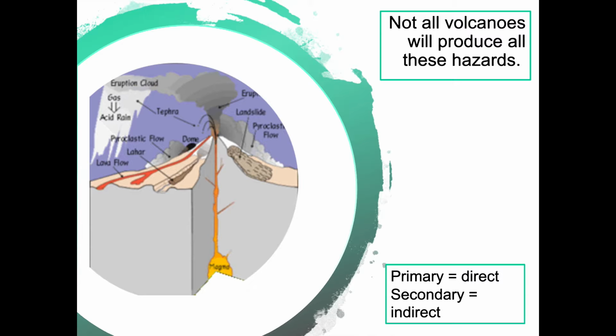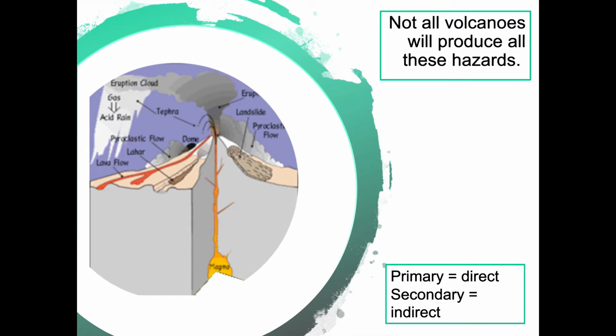Which is where the second bit comes in. Something has to happen first, and then you get a secondary hazard. If I use the example of climate change, the primary hazard would be the eruption cloud, the ash cloud created by the eruption. So that's a primary hazard. If that then has an effect on climate, that's a secondary hazard.